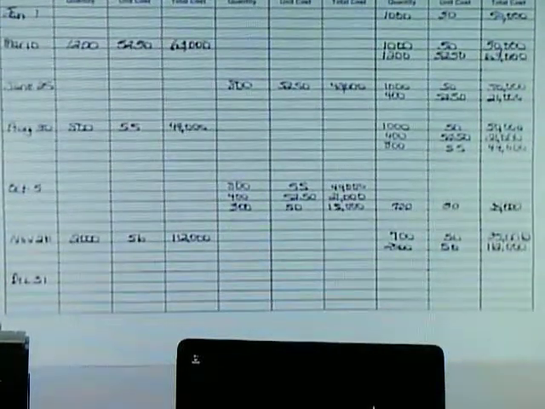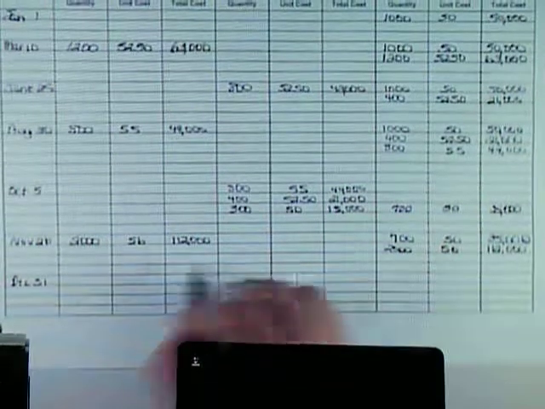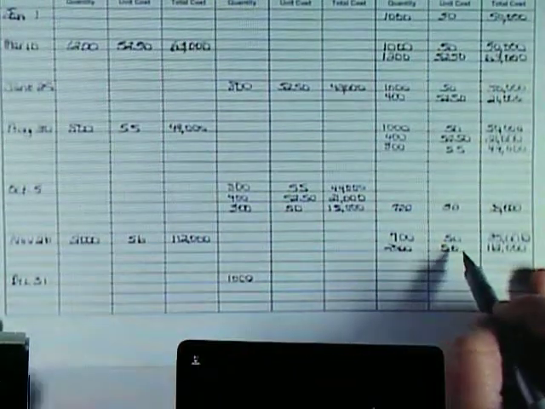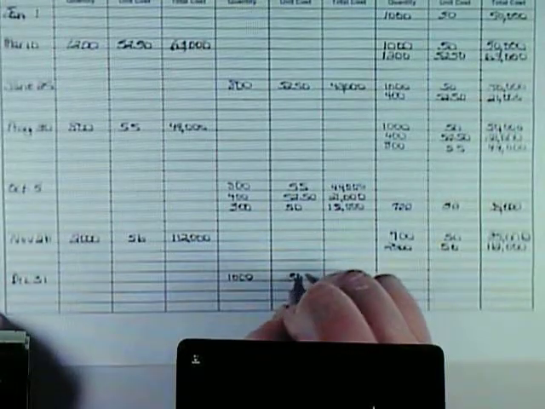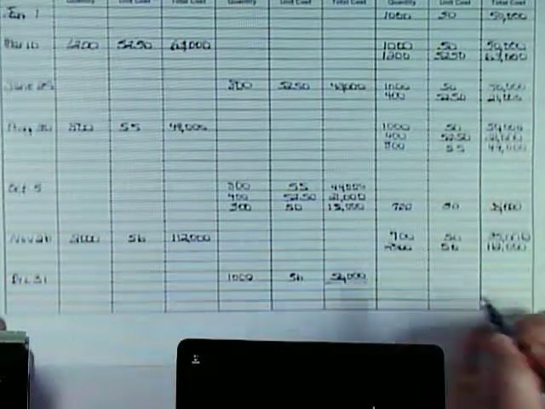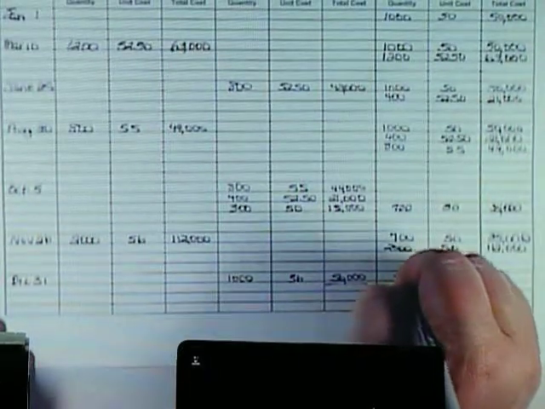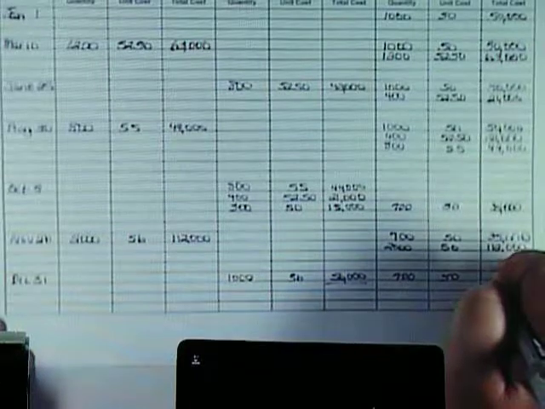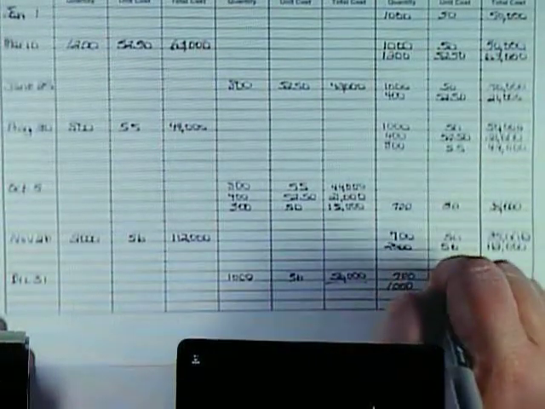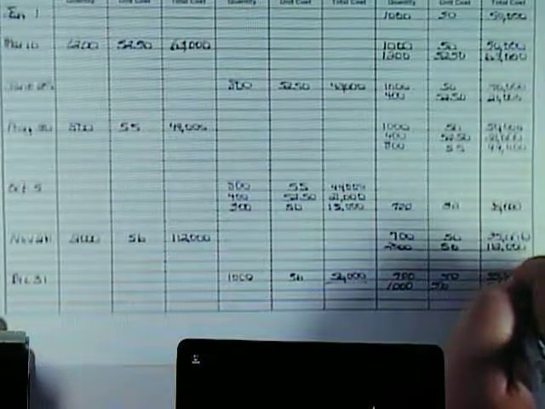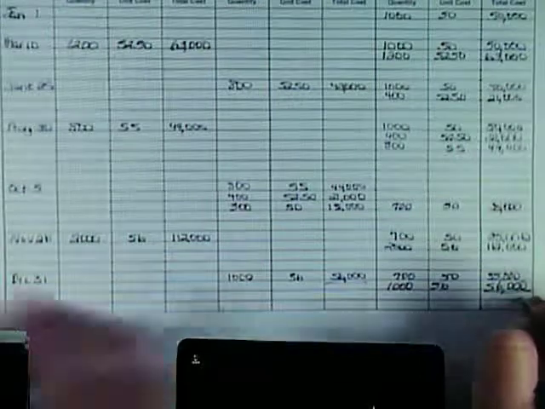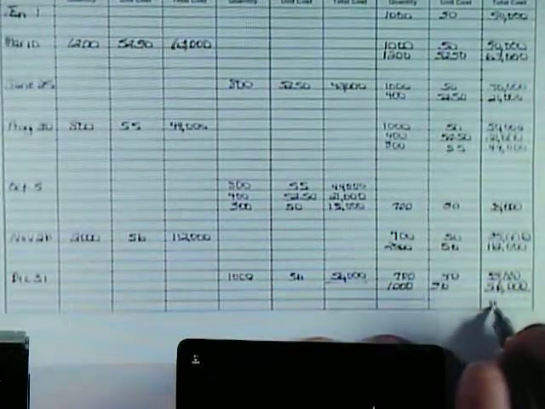On December 31st, I'm going to sell 1,000 units, taking them all from the $56 bin. Cost me $56,000, leaving me with 700 units in the $50 bin, 1,000 units in the $56 bin, and my ending inventory is now $91,000.